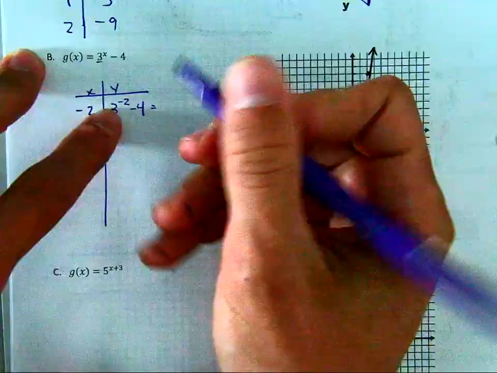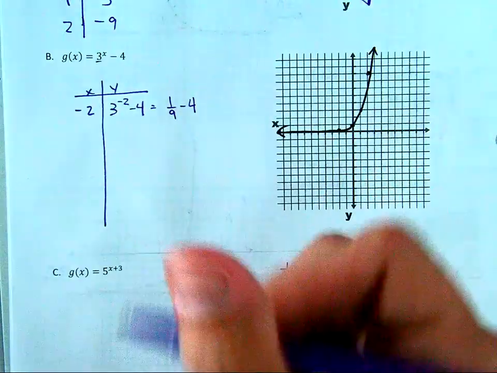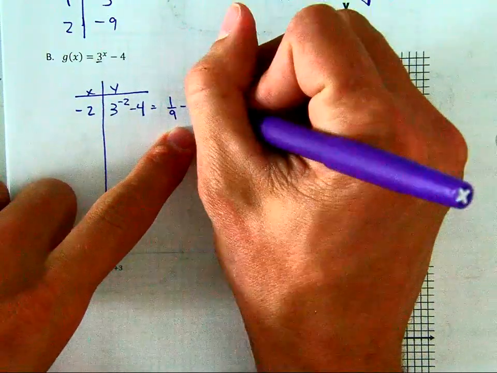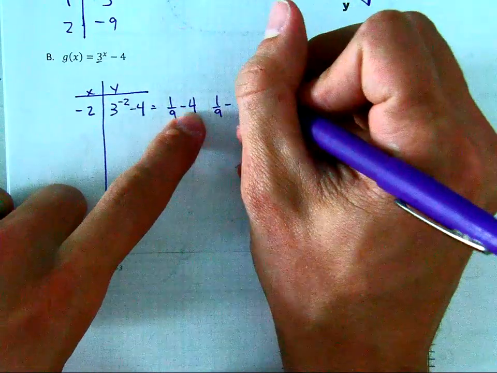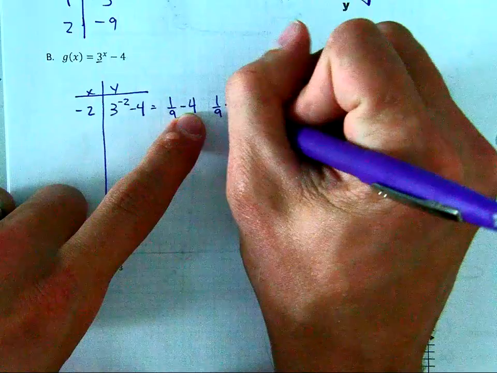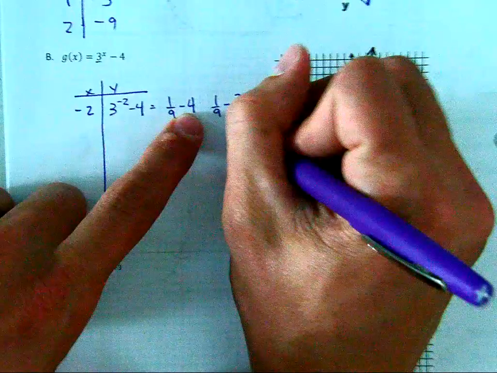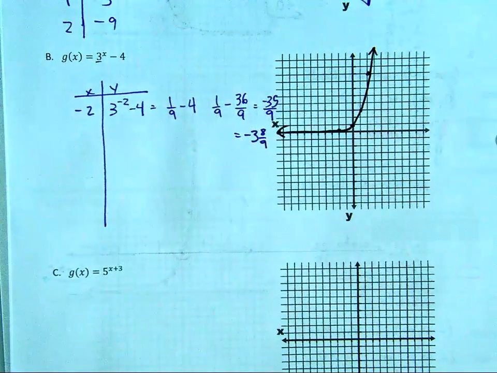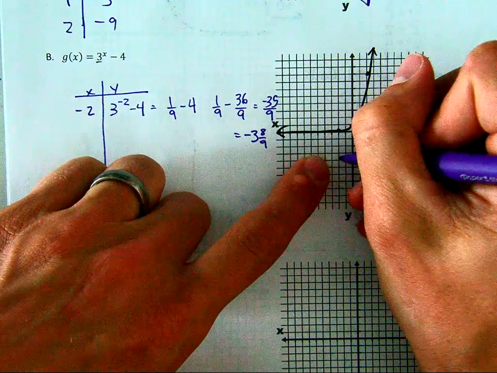Right? And when I subtract these, you can do this in the calculator. I'm going to go ahead and do it by hand just this one time to show you. We need a common denominator. So 1/9 minus 36/9 is going to give us -35/9, which if I change that to an improper fraction, is -3 8/9. Right. So if we go down 1, 2, 3, and 8/9, you guys can probably see what's happening right now.